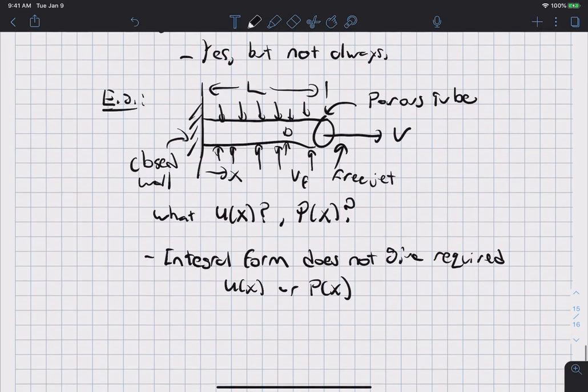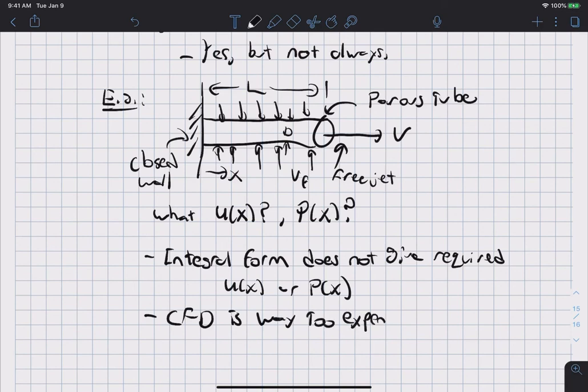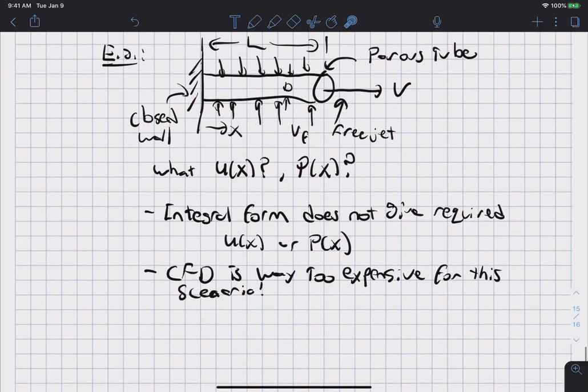And CFD is way too expensive for this scenario. It'd be complete overkill to use CFD for such a fairly simple case like this, and you're tasked with optimizing the various design parameters. There are lots of approaches for doing this. So say you want to find u of x.